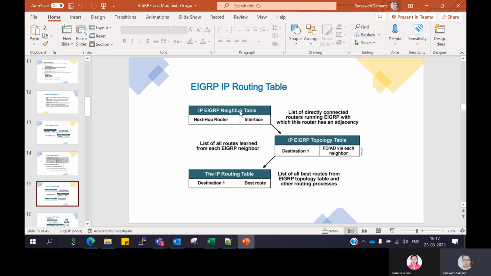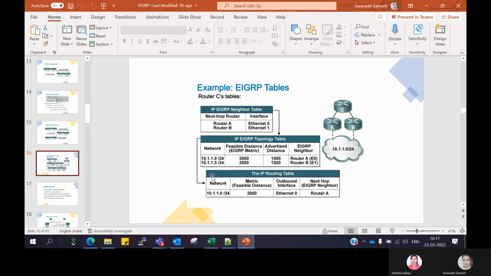So we've got three tables: neighbor table, topology table, and routing table. So for this destination, after going through those two tables, it will be finding out the feasible distance, the best route. So it's going to be like this: the neighbor table, topology table, and the routing table.